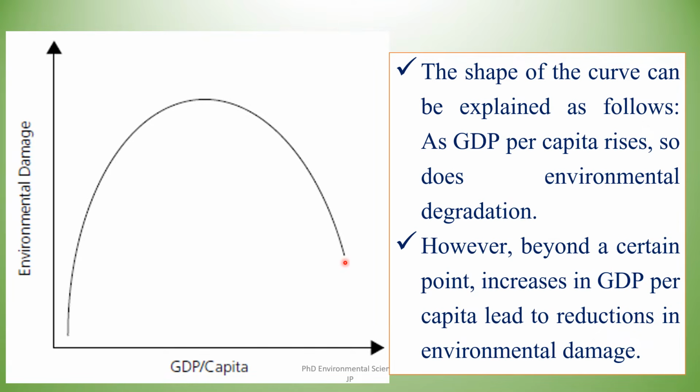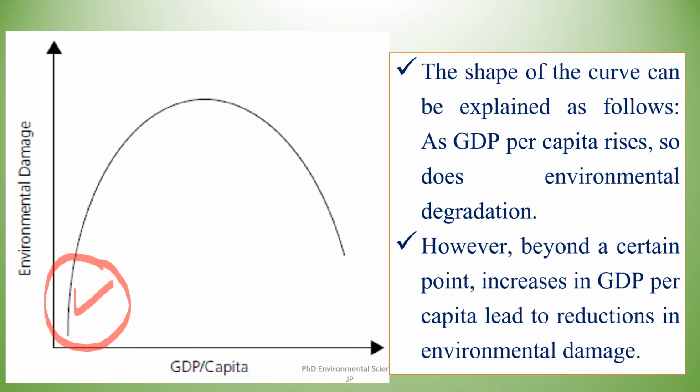So the shape of this curve, which is an inverted U, can be explained through the following stages. So first is low GDP per capita. In the early stages of economic development, the countries will focus on growing their economies in order to raise the people's quality of life or their living standards.